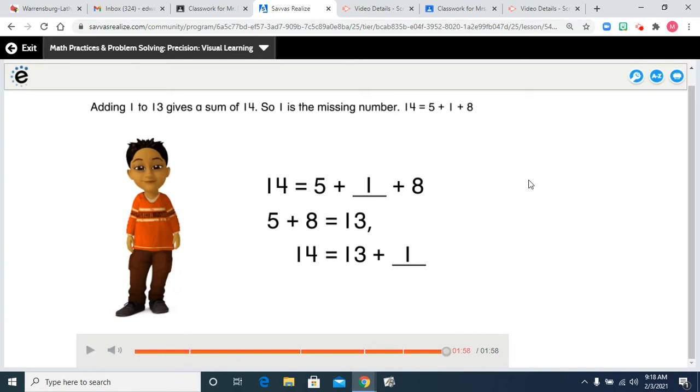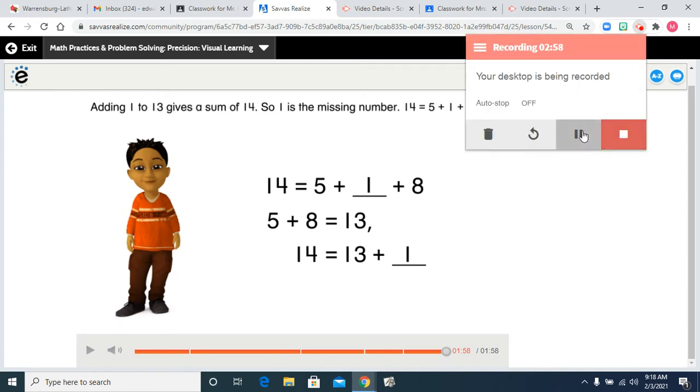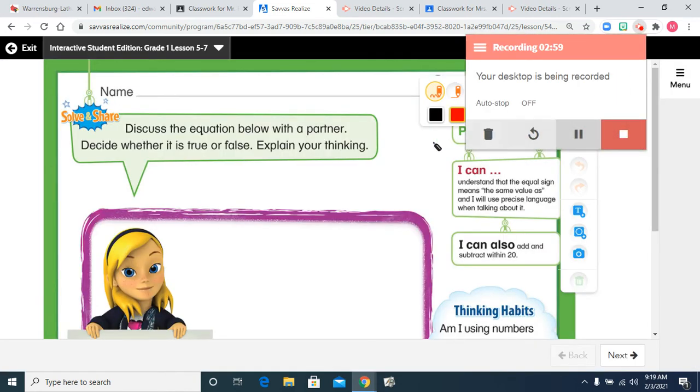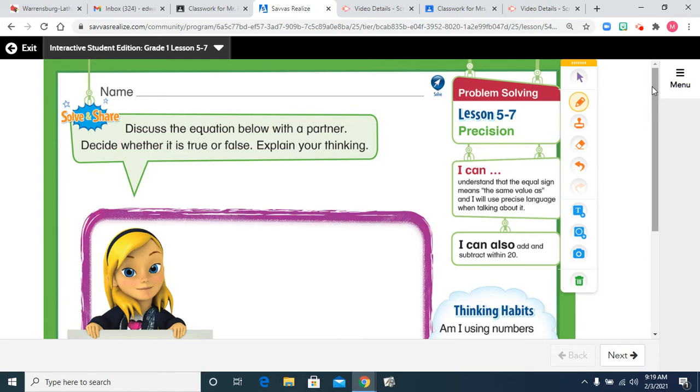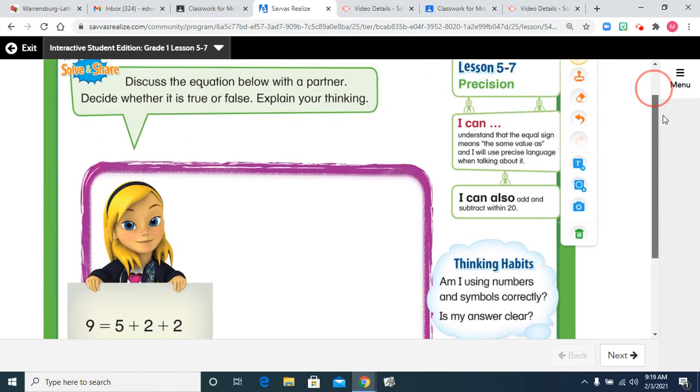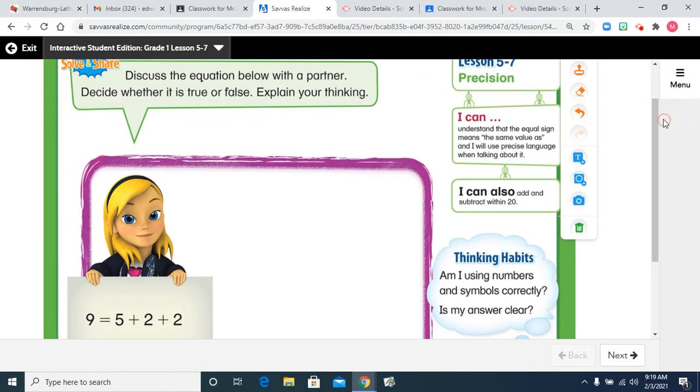You will need to be in your math volume 1, and you need to be on page 335. Page 335. Okay, if you're on page 335, it should look like this. And let's read the directions and figure out what we have to do. It says, discuss the equation below with a partner. Decide whether it is true or false. Explain your thinking. So if you want to do this with somebody that's at home with you, that is fine. We'll do it together right now.